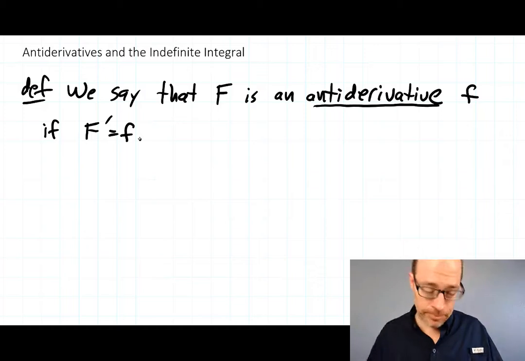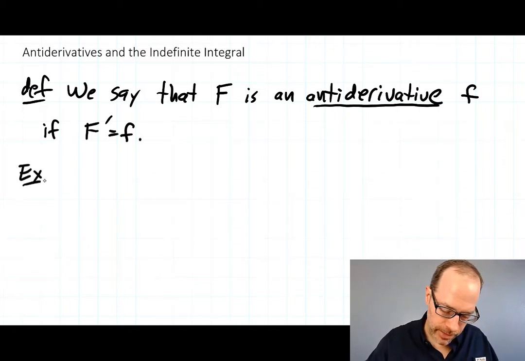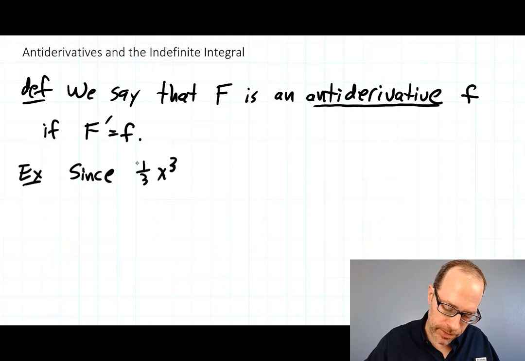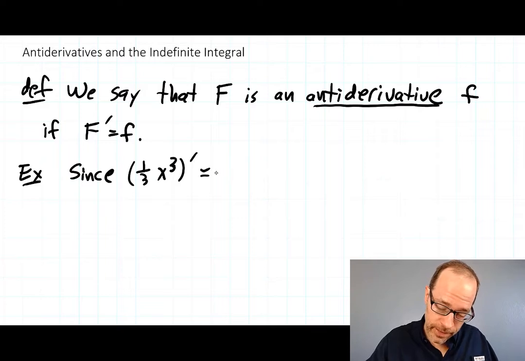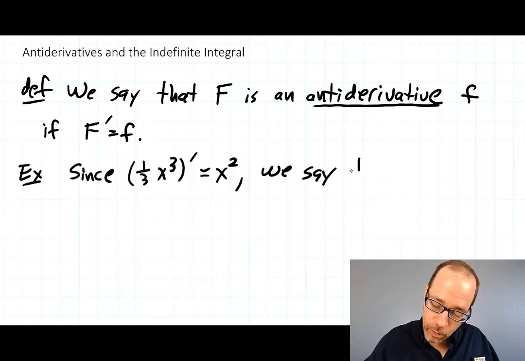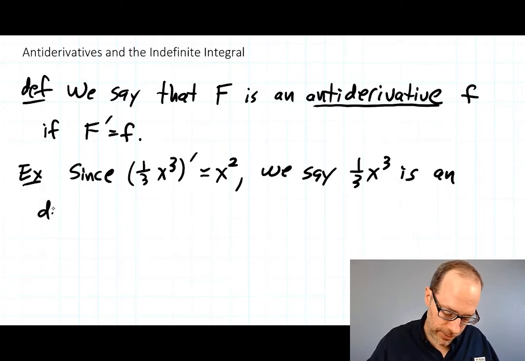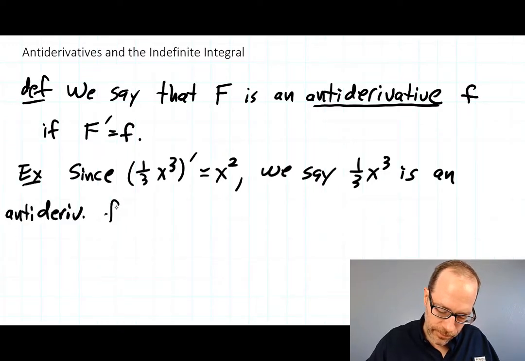Okay, example. Since the derivative of 1/3 x cubed, the 3 comes down but is killed by the 1/3, is x squared, we say that 1/3 x cubed is an antiderivative for x squared, or of x squared.